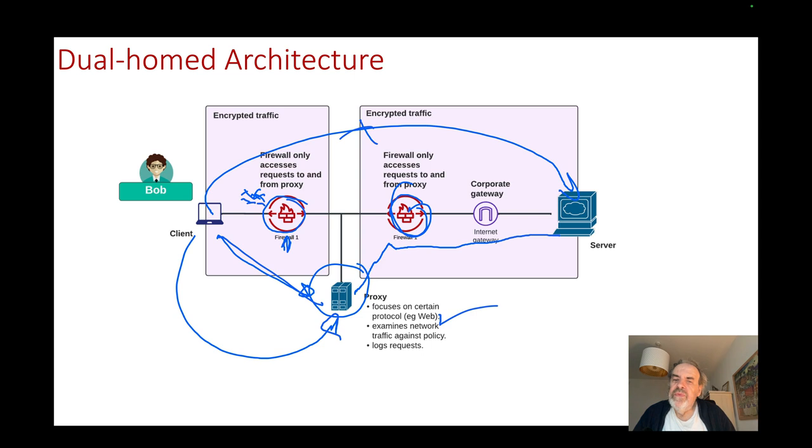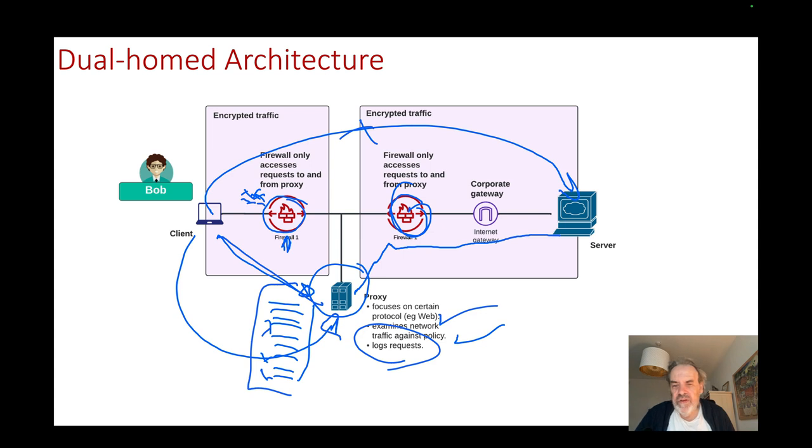The proxy typically focuses on a certain protocol such as web or FTP, and can examine all of the traffic that comes in. Obviously it can be a bottleneck and can slow things down, but from a security point of view, we can actually go through all of the traffic and reject anything that isn't quite right. We can also log all the requests for accounting or for other purposes. So the proxy is useful in breaking this encryption tunnel and making sure that we can check the traffic that's coming in and coming out.